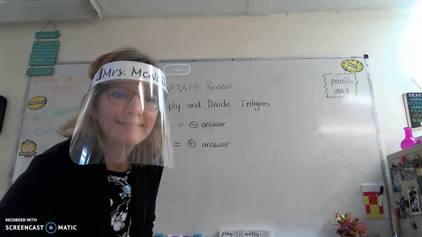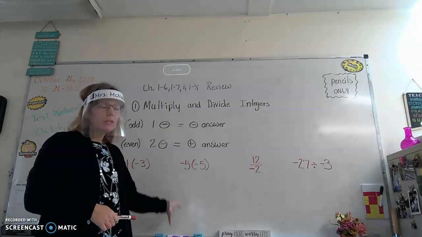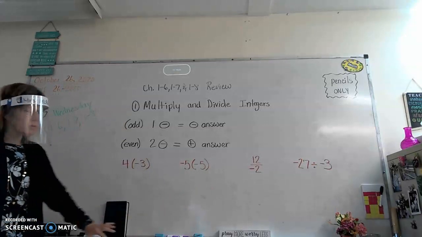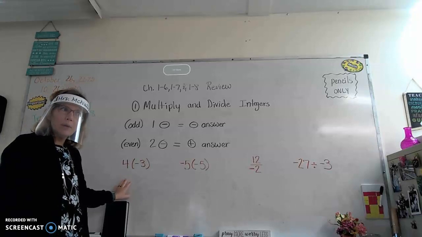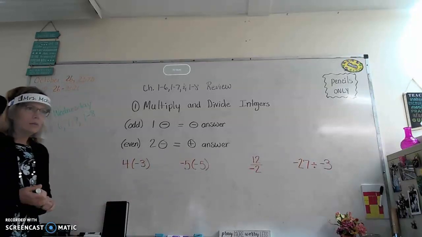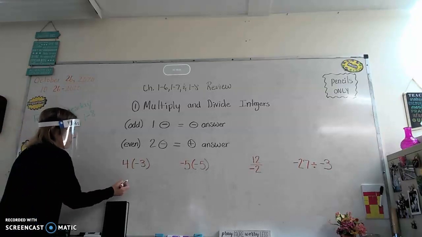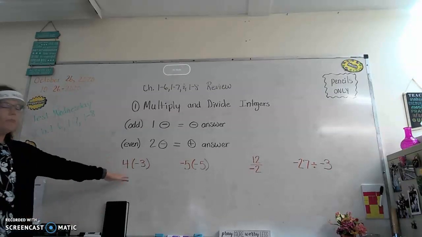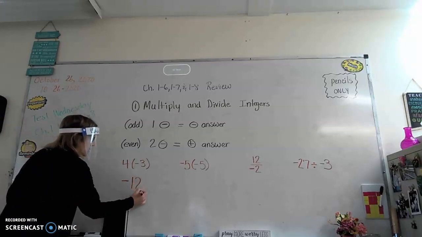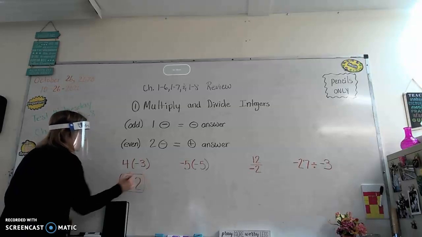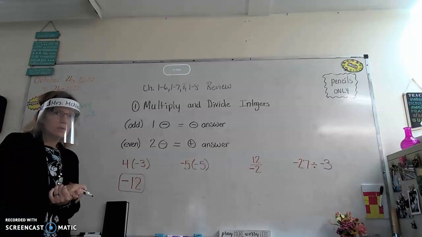Okay, so for our first examples, I have two multiplication examples and two division examples. On the first one, I have 4 times a negative 3. How many negatives do I have? 1. So my answer is going to be what? Negative. Good. And then I just multiply. 4 times 3 is? Negative 12. 4 times negative 3 is negative 12.